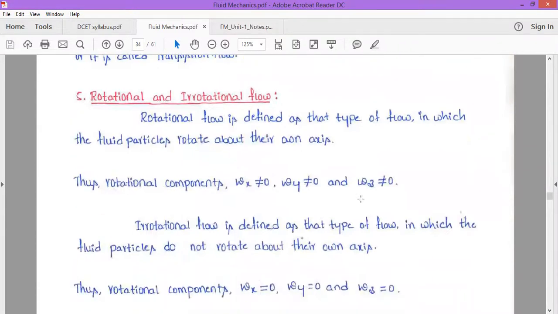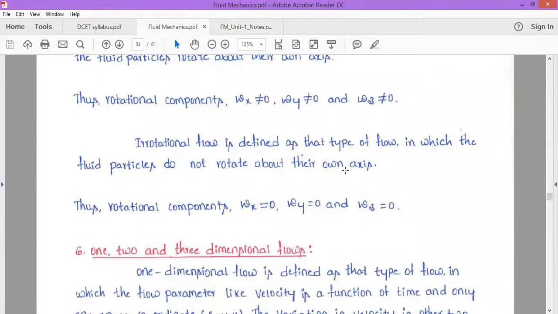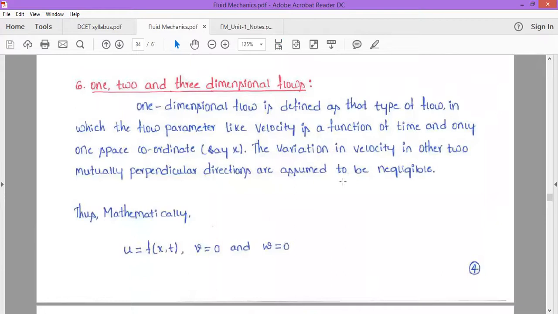Rotational flow. Next one. Rotational flow is defined as the type of flow in which the fluid particles rotate about their own axis. Means we are having the rotational components or the rotation angular velocities come into picture. If there is no rotation of the fluid particles, irrotational flow.